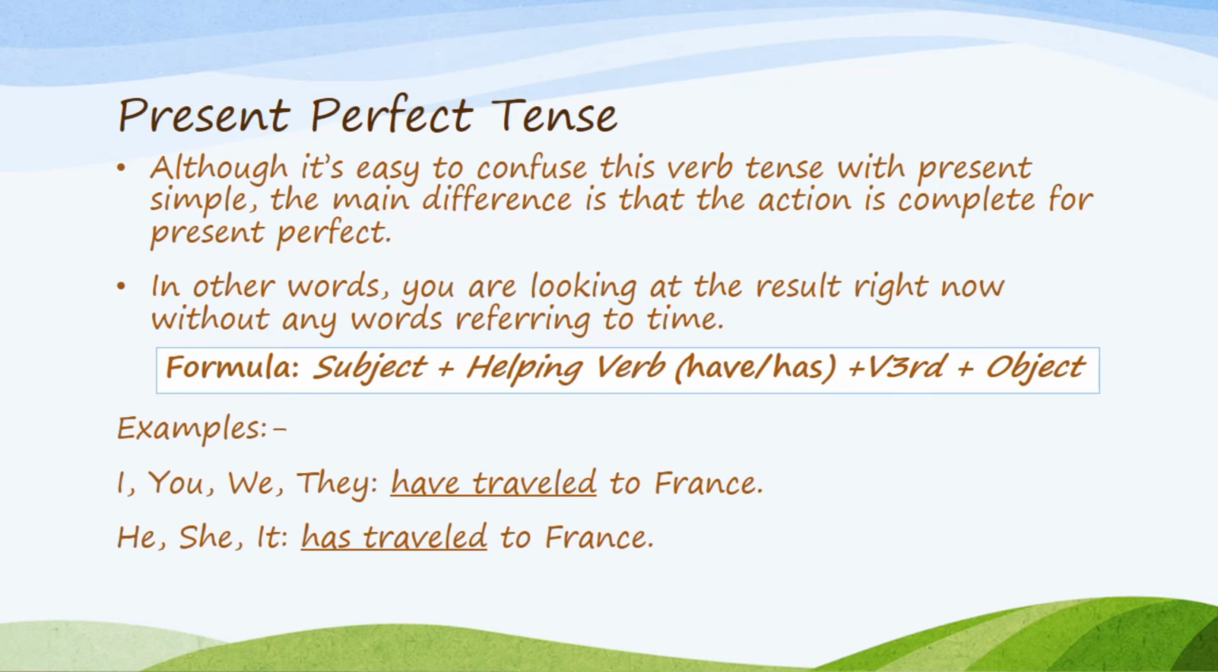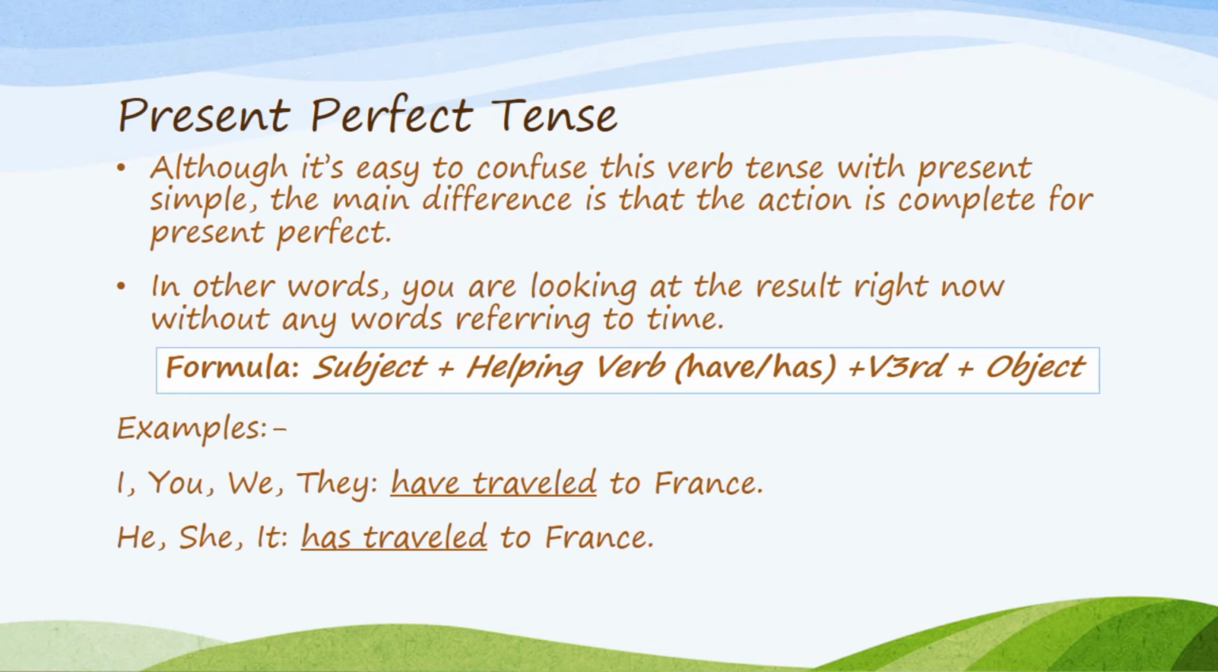Now if we repeat it, if we use I, you, we, or they, we will be using have with the third form of verb and the object. And when we will be using he, she, or it, we will always use has with the third form of verb and object.